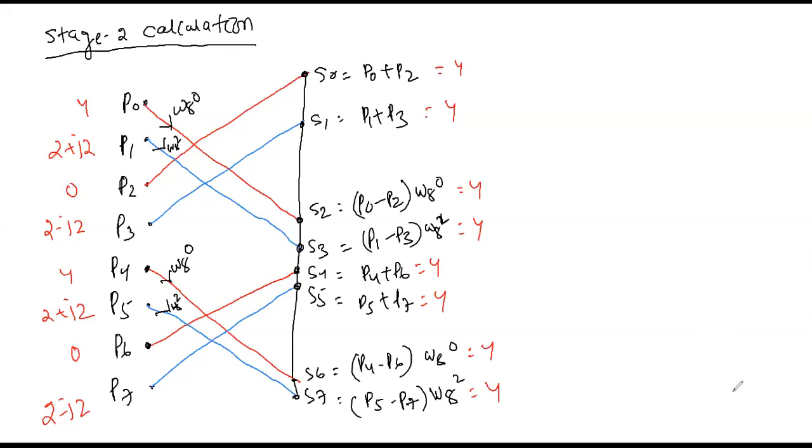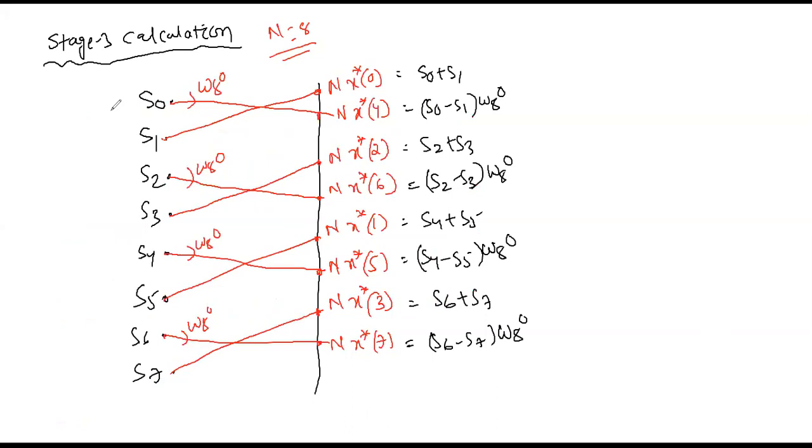Then go to the final stage, stage 3. In stage 3, these all are 4. Then it is easy, yes or no? This is 4 plus 4, 8. 4 minus 4, 0. Same, 8, 0. It is 8, it is 0. It is 8, it is 0.